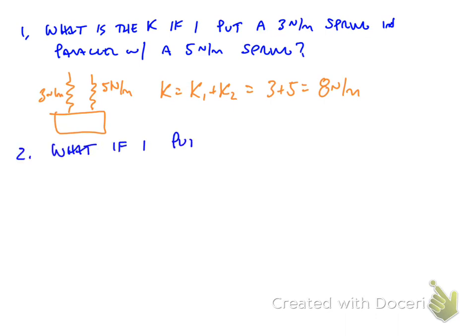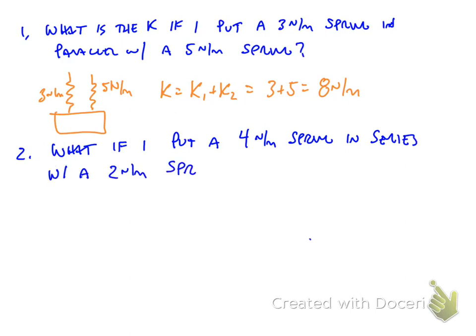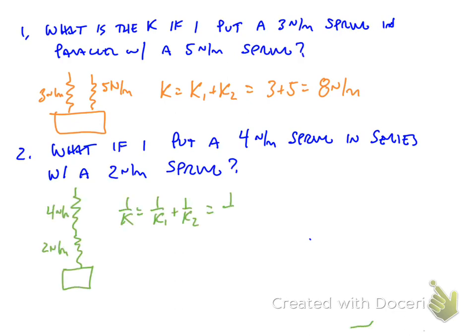Let's look at one in series. What if I put a 4 newton per meter spring in series with a 2 newton per meter spring? Well, I put these two in series, so I need to do the reciprocal addition. 1 over k equals 1 over k1 plus 1 over k2, which is 1/4 plus 1/2, which is 1/4 plus 2/4, which is 3/4. So 1 over k is 3/4. I flip both of those and I get k is 4/3 newtons per meter.